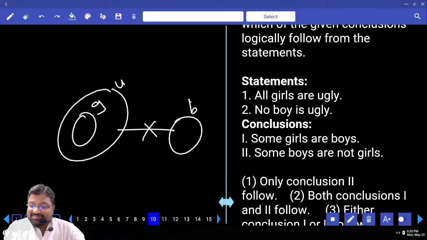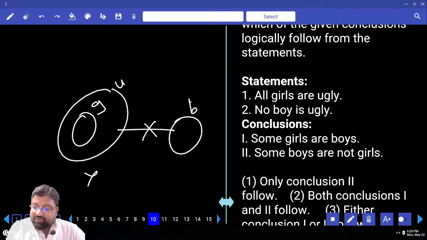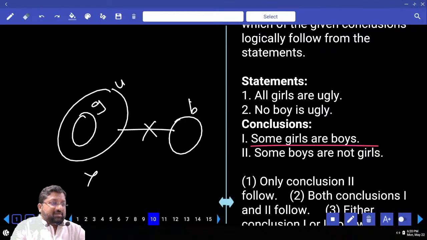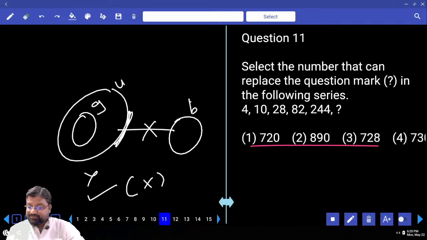What's happening here is, some girls are boys. Some girls are boys, wrong. This is the conclusion. There is no relationship between G and B, so this is wrong. Some boys are not girls, right. Complementary, all boys are girls. These boys cannot cross this boundary, so this is wrong. What's the answer? Only 2.